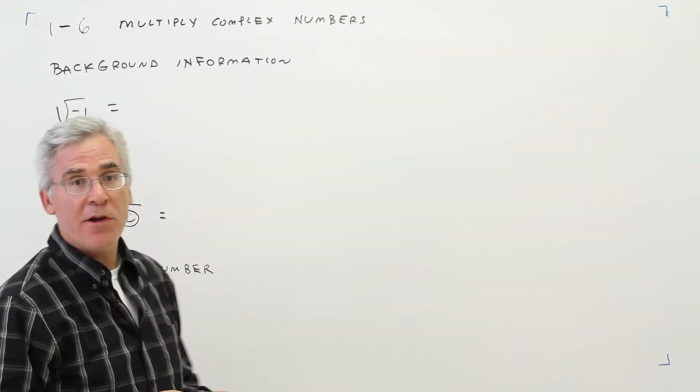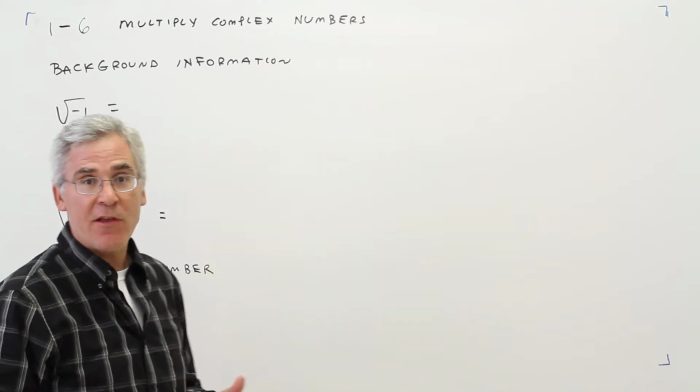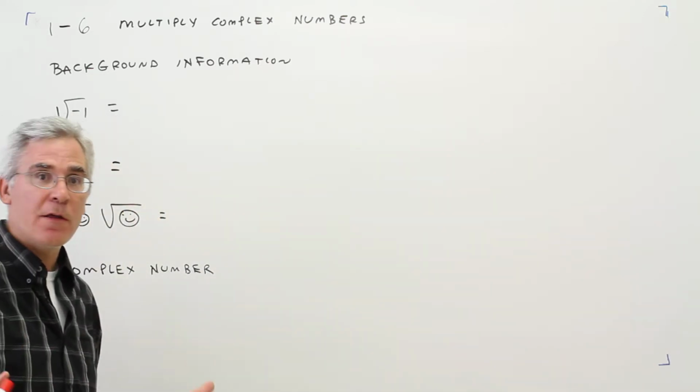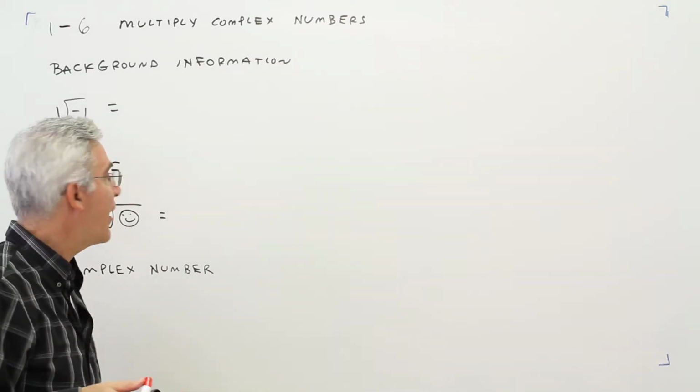Welcome to video 1-6, multiply complex numbers. Before I get to the example, just a little bit of background. The square root of -1, you try that in your calculator, you'll get undefined or something like that, error domain.